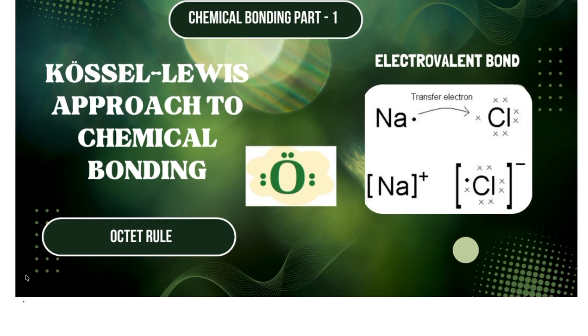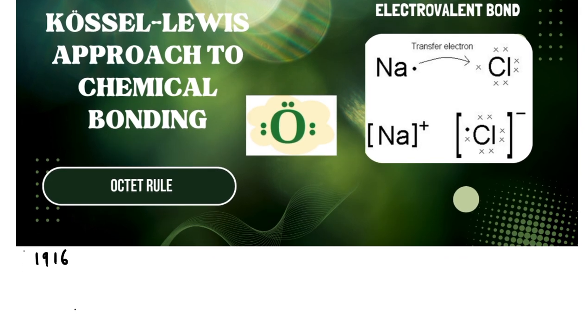Before we move to the Kössel approach, I will give a rough idea about the Lewis approach and its structure. Both Kössel and Lewis gave their ideas in the year 1916. They worked independently, but they gave somewhat the same result, the same idea of how and why molecules combine. That is why this approach as a whole is considered the Kössel-Lewis approach. So first we will try to understand the Lewis idea.